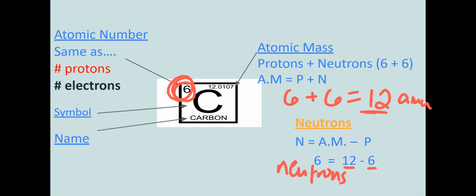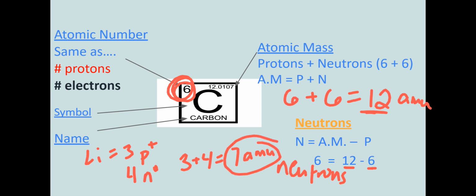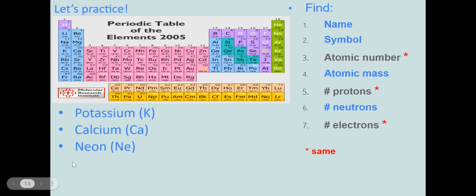And you can do the same thing for multiple elements. Typically the problem will show something along the lines of lithium, which is atomic number 3, has 4 neutrons. What is the atomic mass? Lithium always has 3 protons. In this particular example, there are 4 neutrons. That means 3 plus 4 equals 7. So for lithium, the atomic mass would be 7 AMUs. That is the process behind finding these characteristics and solving them mathematically.